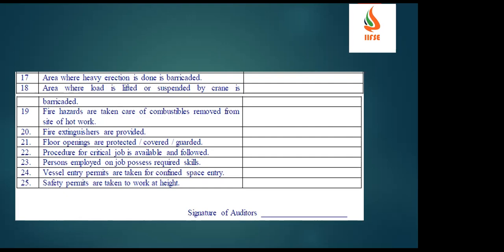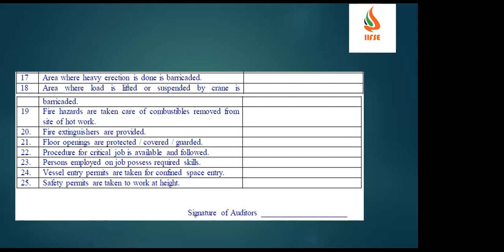And persons employed on the job possess the required skill. Also, whoever is working in a particular area, we need to cross check their skill set, whether they have any previous experience, whether they have submitted any project, or if they have done any project, we have to see the list of people who participated in that project, and we can see their education, and we can have some test also for them, to know their skill level.